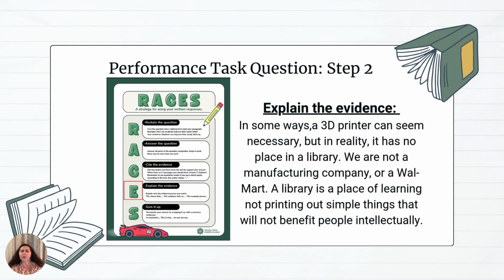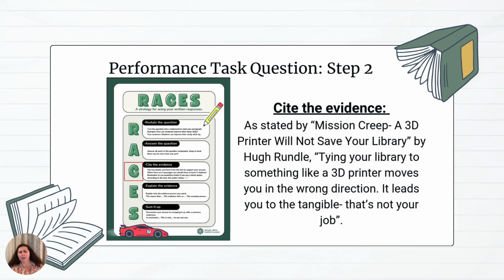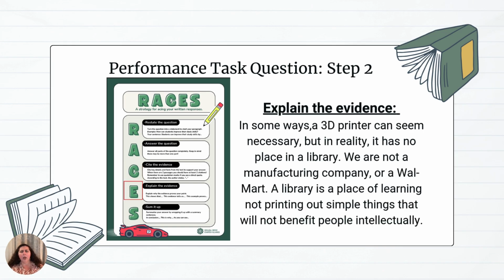Well said. So this student author is really trying to go back to the first section that they had here, was citing the evidence, saying, don't put these printers in your library. That's not what libraries were intended for. They're a place of learning and reading. And so in the explain the evidence, this student is elaborating on it, trying to say, don't compare us to a Walmart, don't compare us to a manufacturing company. A library is a place of learning and no need to have that printer in there.